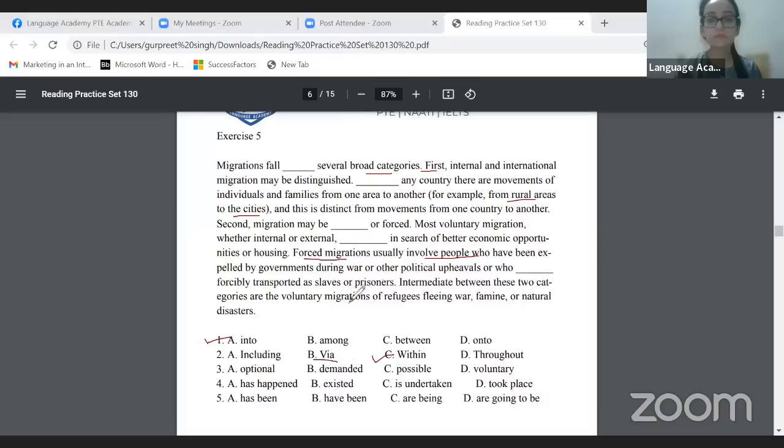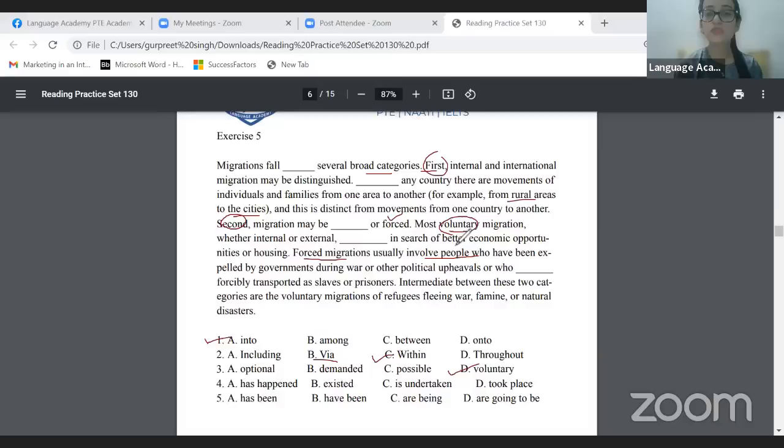Second, so this was the first type of migration they have explained. Now the second type of migration. Migration may be dash or forced. So two types. One is forced. The other one is voluntary, which was given in the very next sentence, where they are comparing forced and voluntary. And that is why the answer is voluntary here.